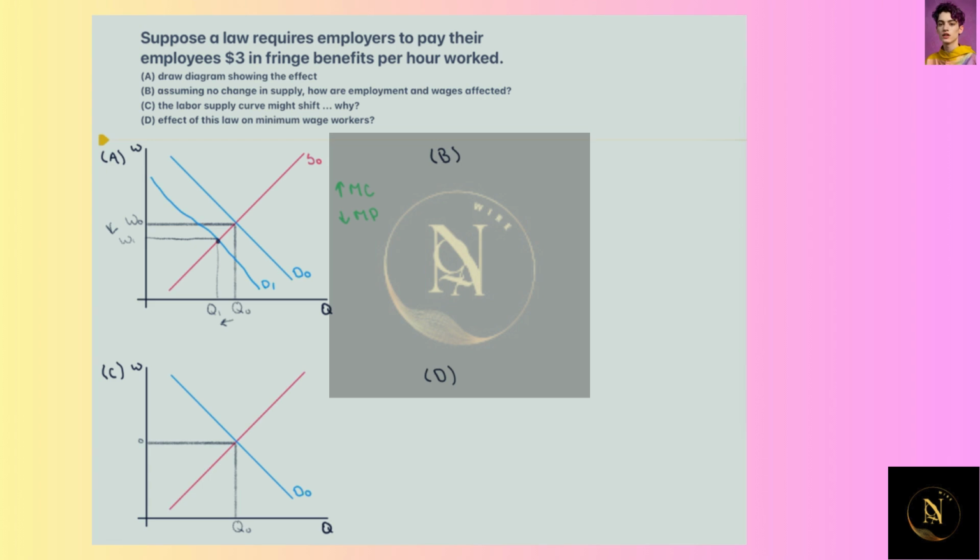Now part B here, we're going to assume that there's no change in supply. How are employment and wages going to be affected if supply doesn't shift? Because supply is remaining the same, the quantity supplied of labor is going to remain at Q0. However, the quantity demanded, like we just said, has reduced to Q1.